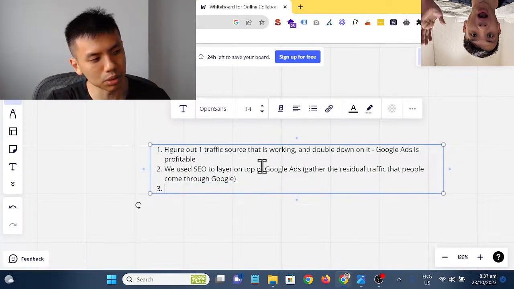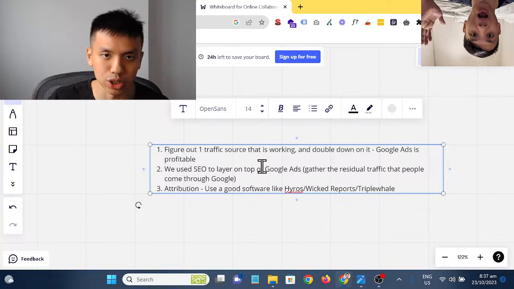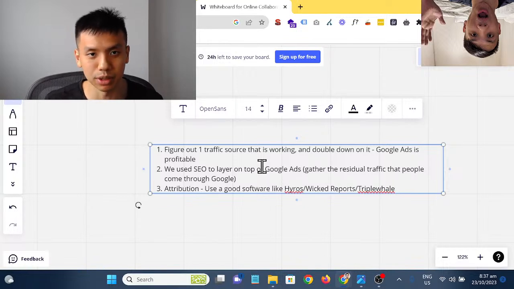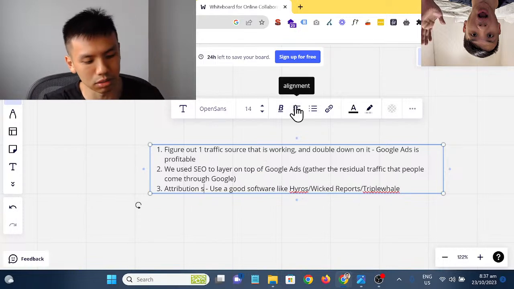Now the next thing that we want to do is when it comes to attribution, right? Use a good software like ROAS or Wicked Reports or Triple Whale, or whatever tracking software that exists. And if you're watching this video, you're probably already doing 5 figures, 6 figures a month for your e-commerce store, and that's where you really want to make sure that attribution software is really on point.